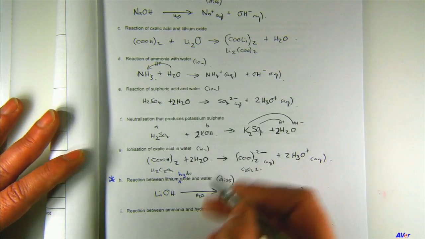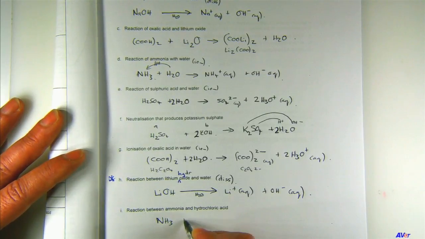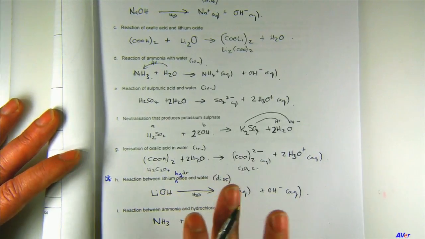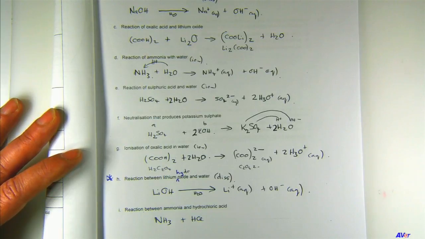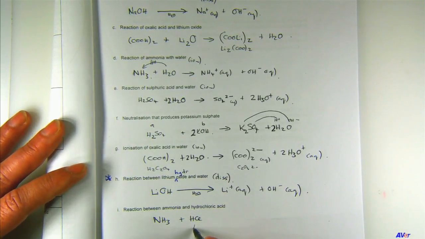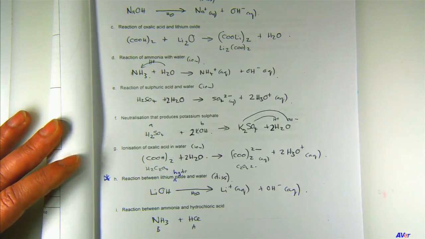Right, very last one. Ammonia and hydrochloric acid. Nothing about water, so this is not an ionization or a dissociation, right? So what's happening here? This is an acid and that is a base. If an acid and a base react, we call that neutralization, and usually it gives a salt and water.